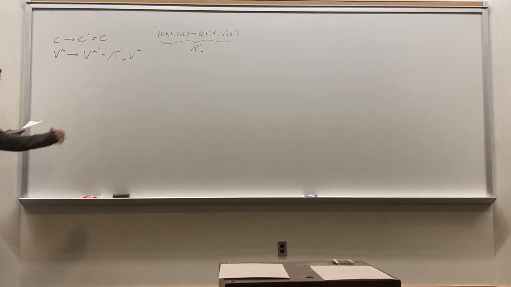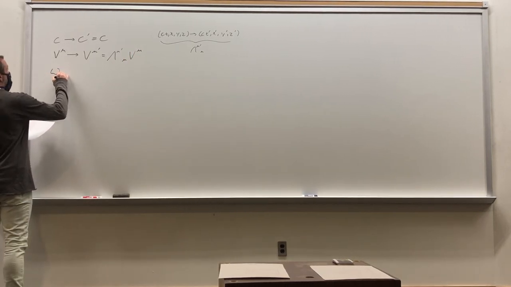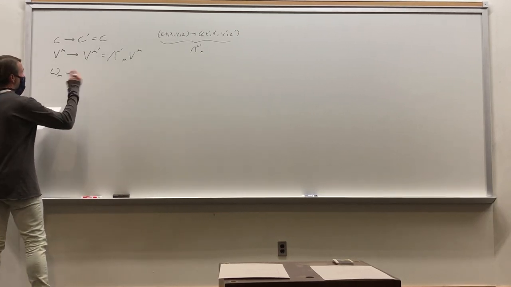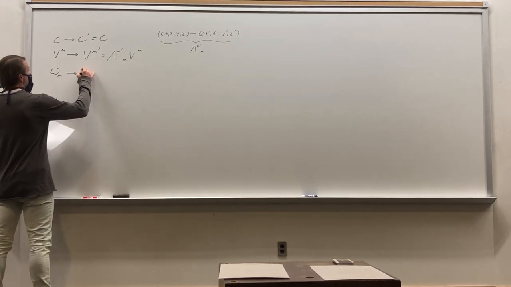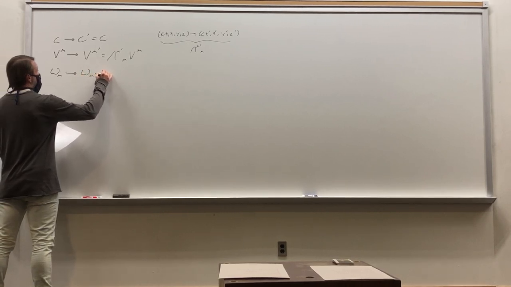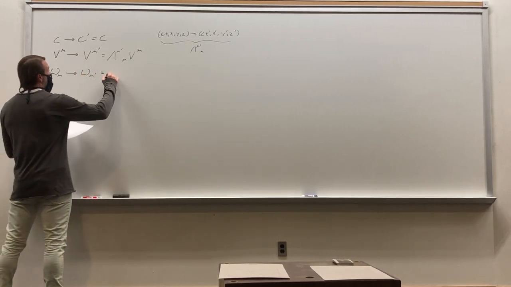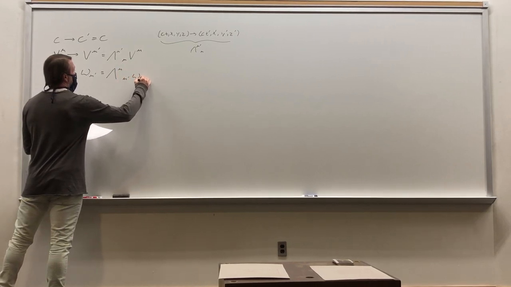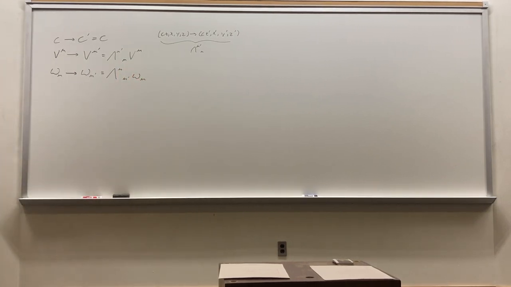Okay? For a dual vector, the components of a dual vector, I'm always going to be talking about components, so I'll say it a few times and then we'll just call them vectors and dual vectors. The components of the dual vector transform as lambda mu mu prime omega mu. Okay? So these are the simplest tensors. They're a scalar, a vector, and a dual vector.